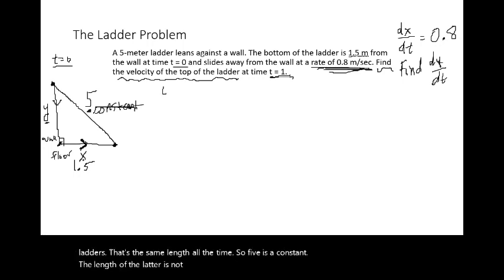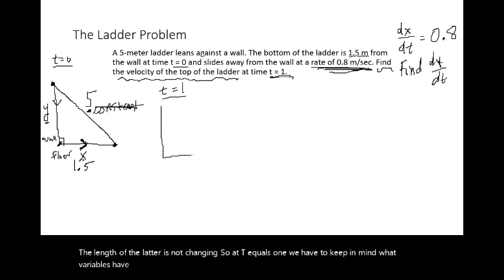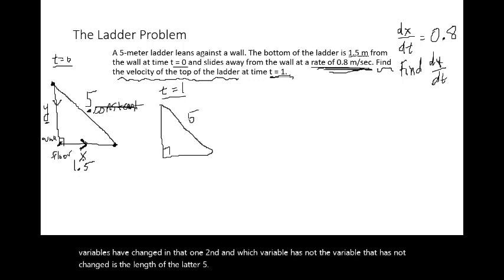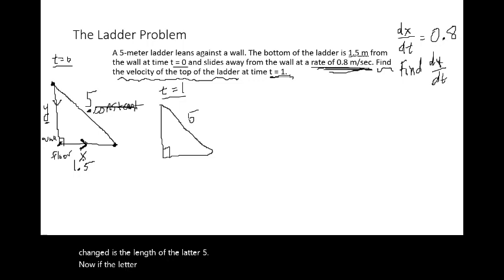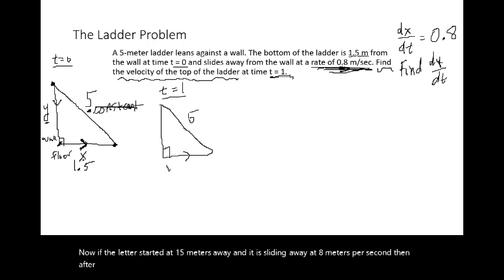So at t equals 1, we have to keep in mind what variables have changed in that 1 second and which variable has not. The variable that has not changed is the length of the ladder, 5. Now, if the ladder started at 1.5 meters away and it is sliding away at 0.8 meters per second, then after 1 second, this x distance is going to be its starting position, 1.5, plus the 0.8 meters, which gives us an x distance of 2.3 meters.